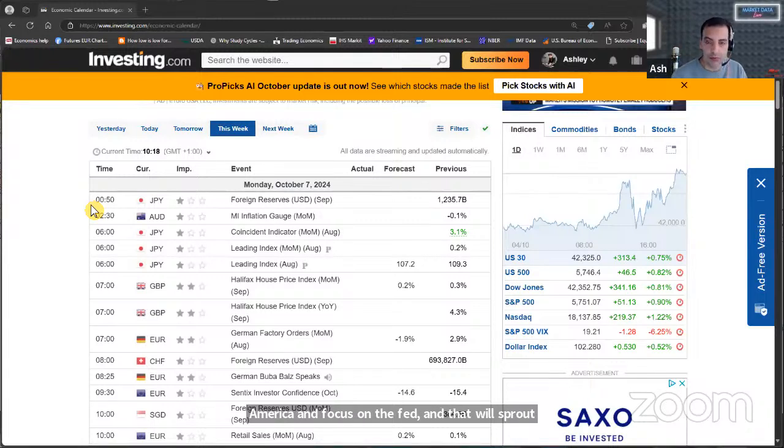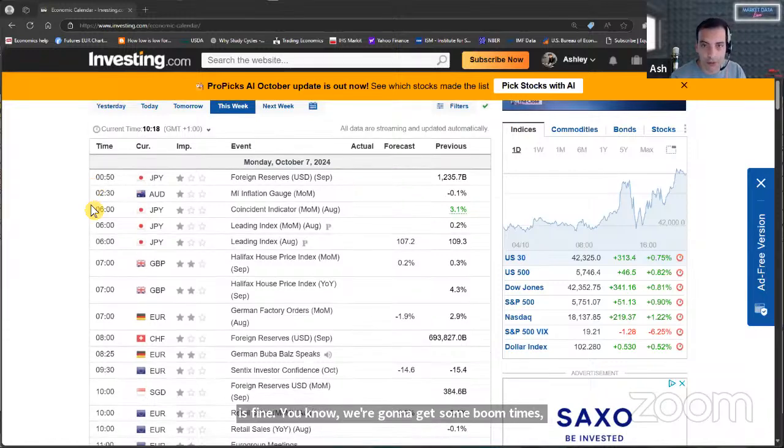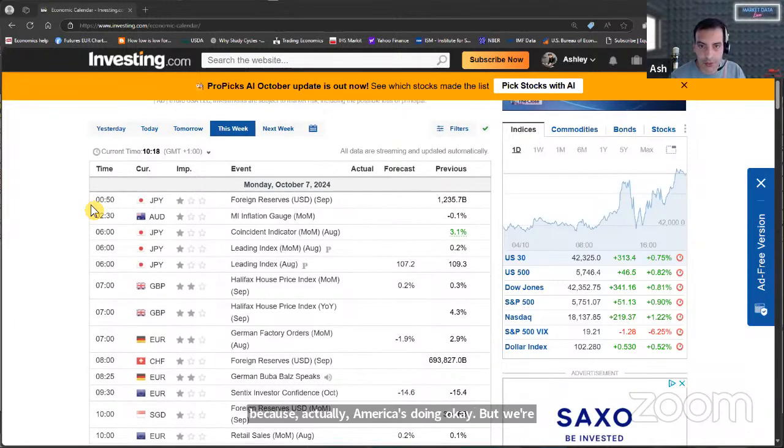Now, the Fed lowered interest rates by half a percent, which was a surprise, and the dollar tanked. Then the market decided that was going to be the state of play. So we're going to be selling dollars, and everything else is fine. We're going to get some boom times, because actually America's doing okay, but we're going to get some liquidity, and we're going to get some interest rate reduction, so people can start borrowing again, and start building again, and start spending again, and we get this boom.